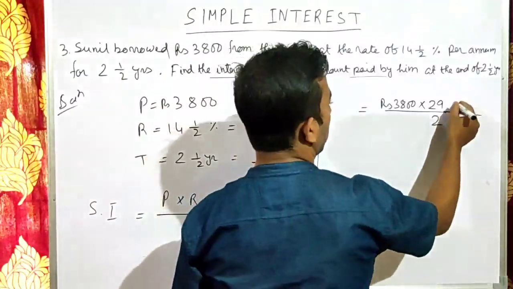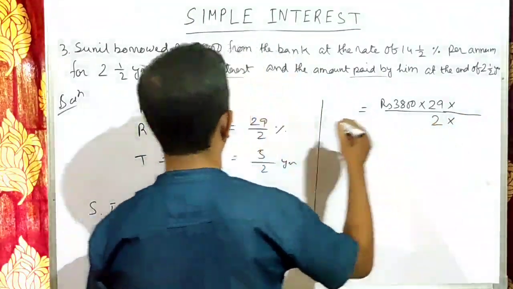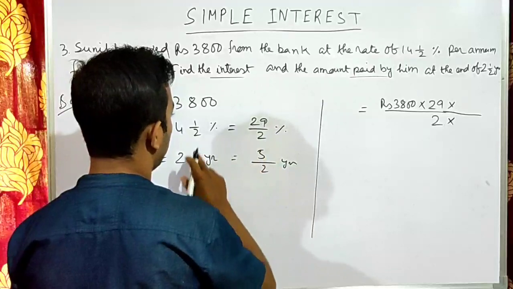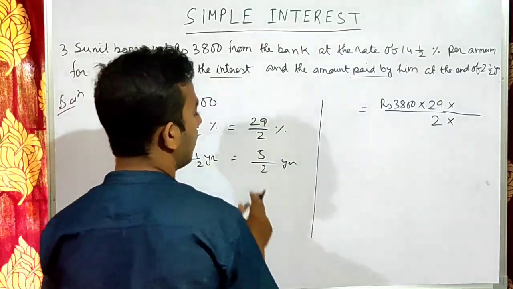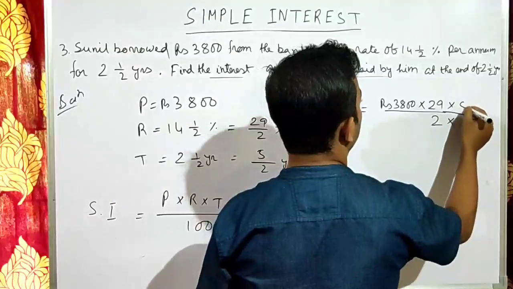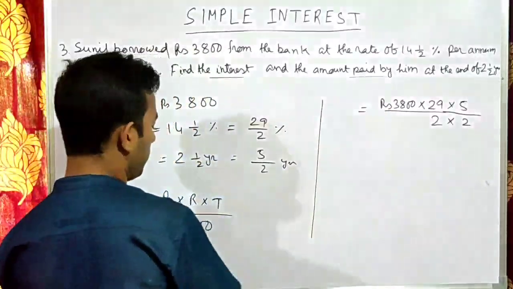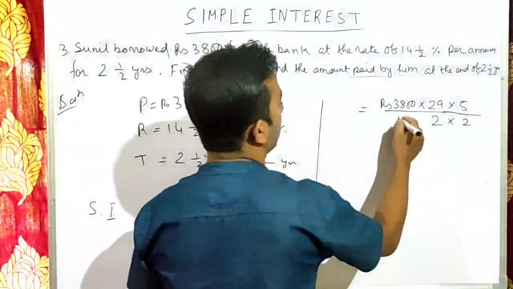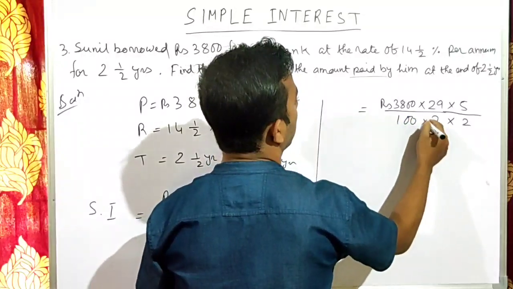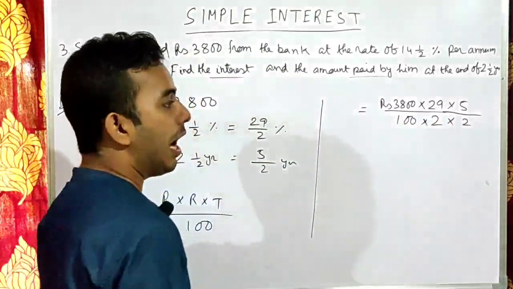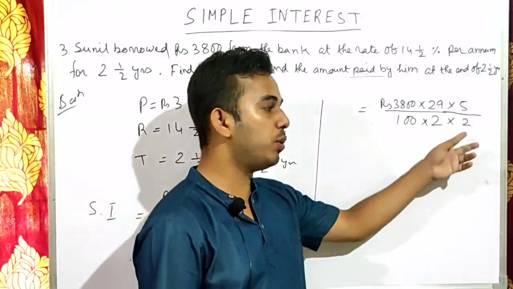So here SI is P into R into T upon 100. Now we substitute the values. The value of P is rupees 3800, then into R, which is 29 by 2, so we write 29 by 2 like this, then into T, which is 5 by 2, then divided by 100. Up to this clear? How I have written 29 by 2 and 5 by 2.